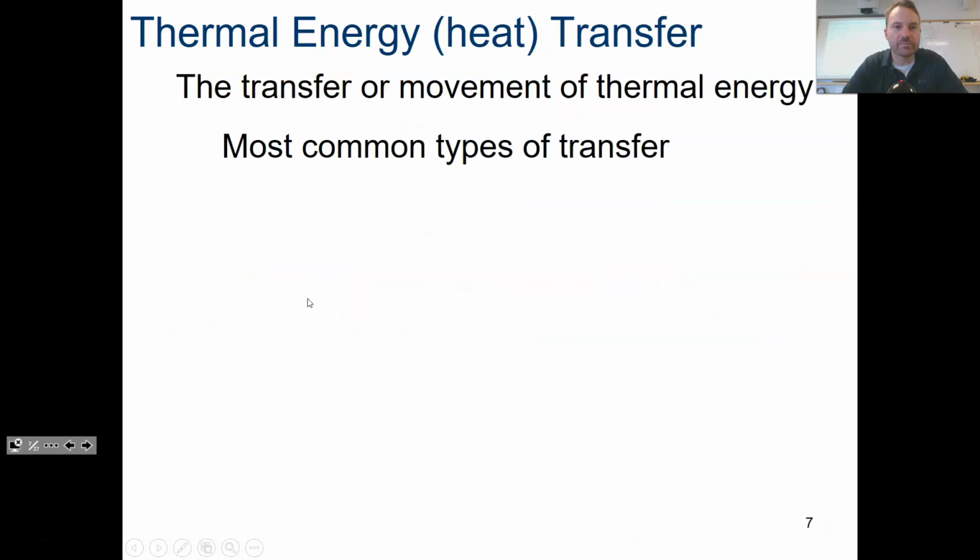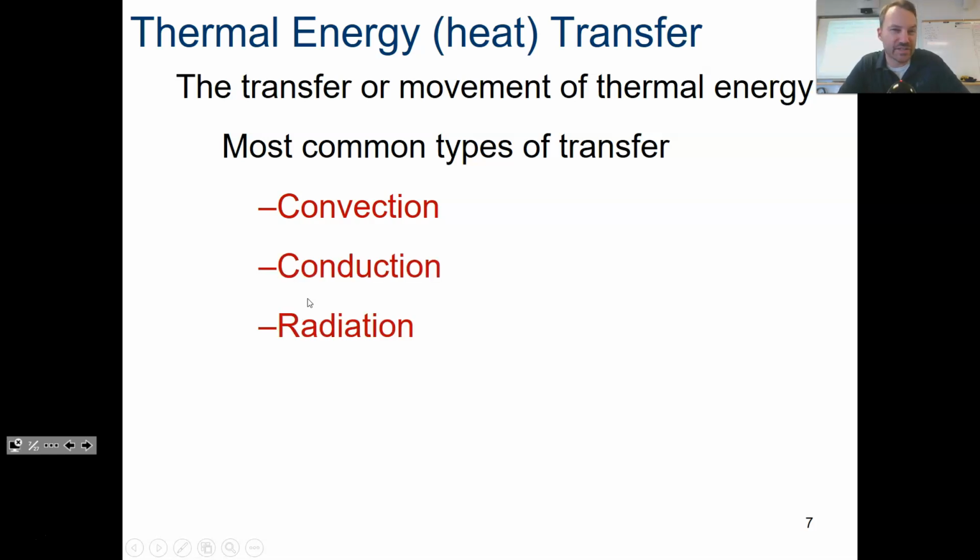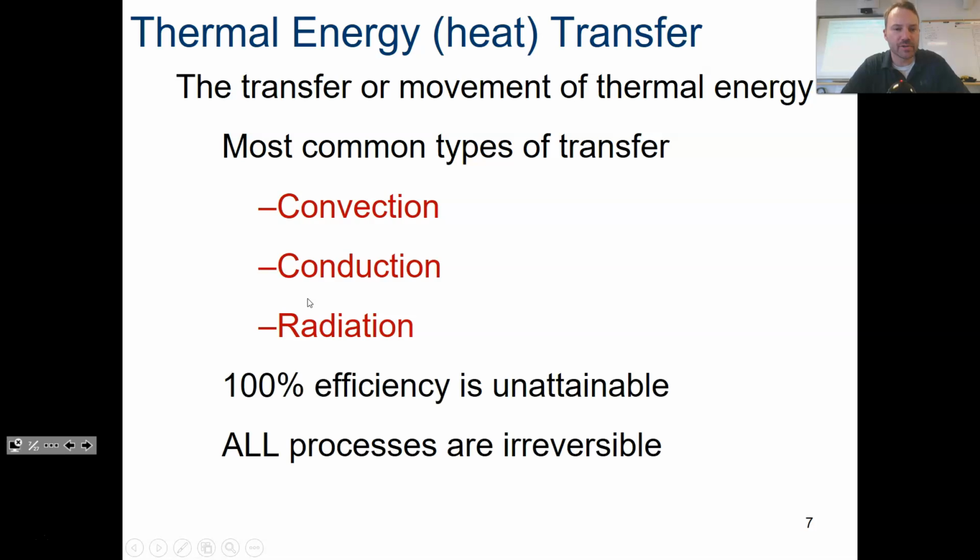There's 3 different ways that heat can go from point A to point B. The most common one is convection. Another one is conduction. And the third one is radiation. Convection, conduction, and radiation. And we'll talk about those a little more specifically here.